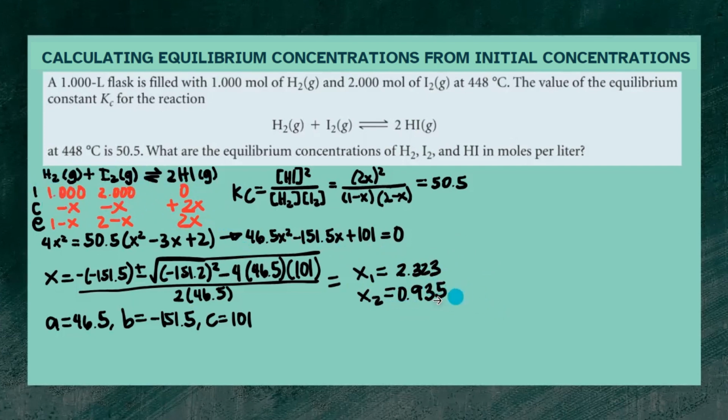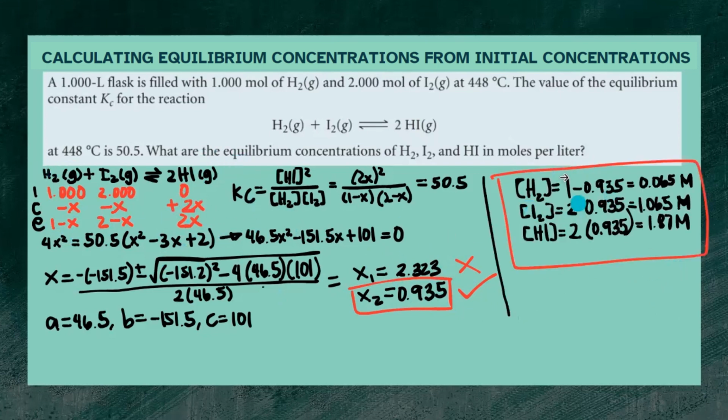So the second value should be the correct answer, since if we plug this value into the equilibrium constant, we will be getting a positive value for the reactant. Knowing that, we just reject the first answer and proceed with this one. Then we just plug this x value into the equilibrium state of the reactants and the products.